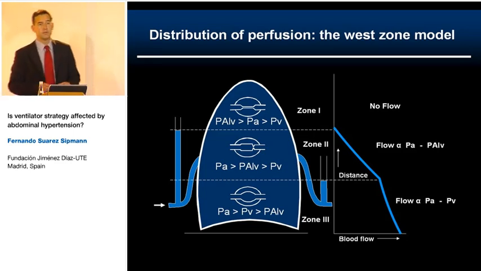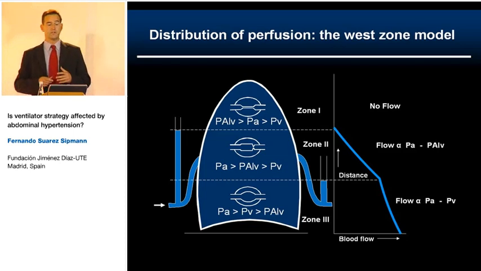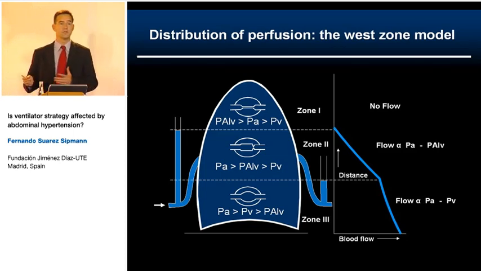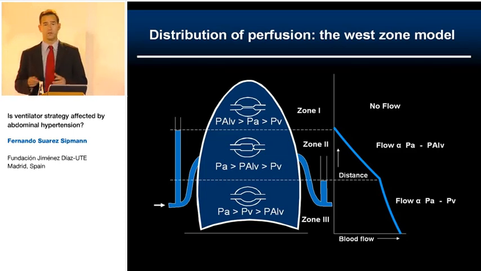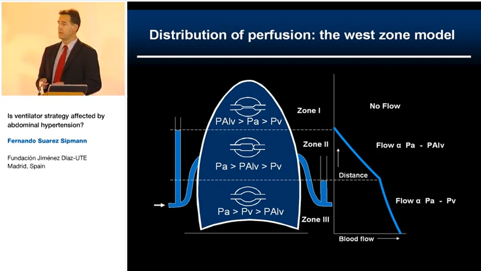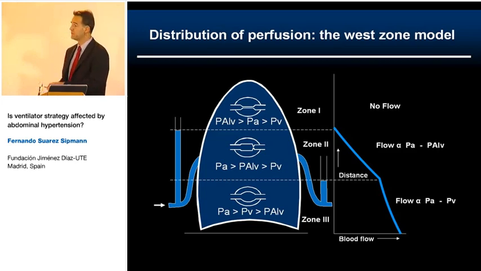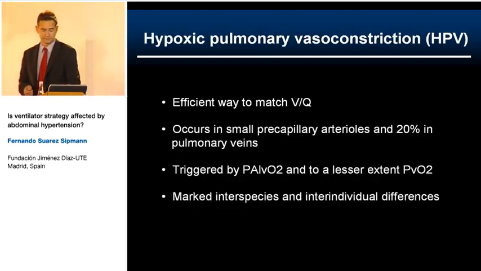Another peculiarity is the regional distribution of perfusion according to the West Zone model, in such a way that the dependent, most inferior parts of the lung receive most of the blood flow, and the blood flow here is driven by the gradient between the arterial pressure and the venous pressure, whereas in zone 2, the blood flow is driven by the difference between the arterial pressure and the alveolar pressure.